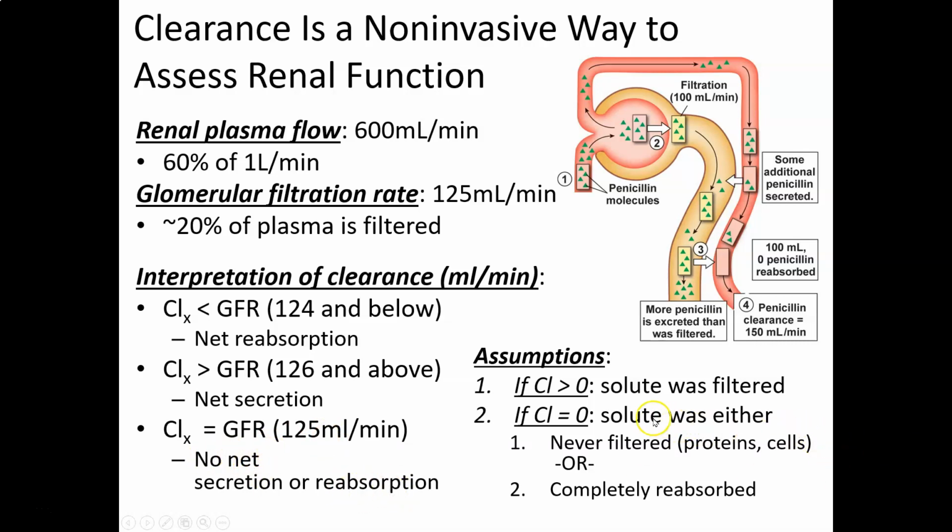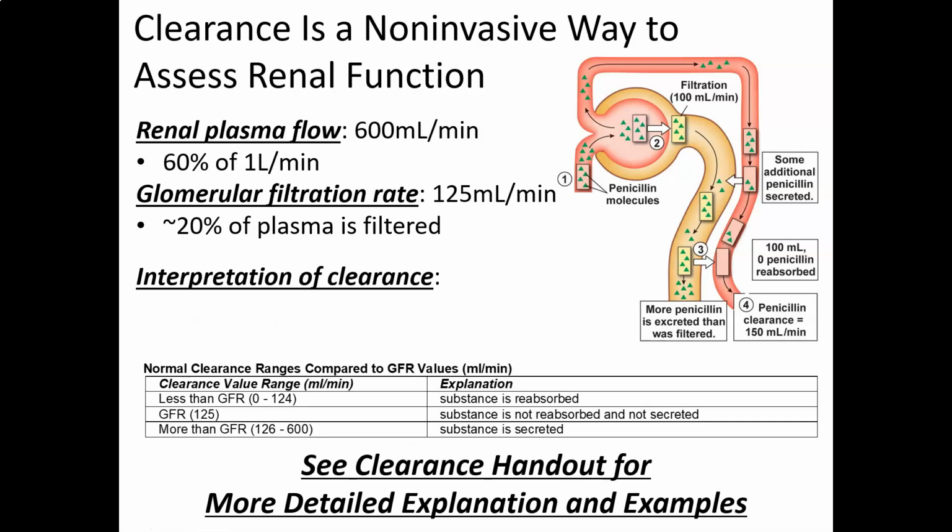Okay? If we assume that the substance was filtered, and we're always going to assume that, right? Then we can look at this. All right. So if my clearance value is equal to GFR, the substance is not reabsorbed and not secreted. And what's interesting about a substance that's filtered and not reabsorbed and not secreted, we can use its clearance value to calculate GFR clinically. The problem is there's no natural substance in the human body that does that.